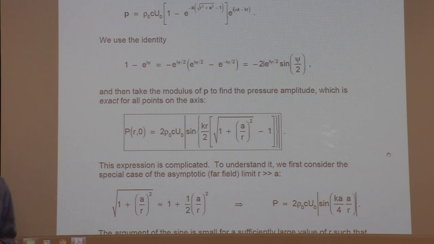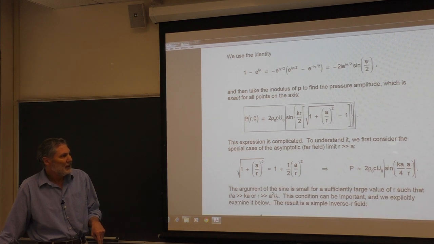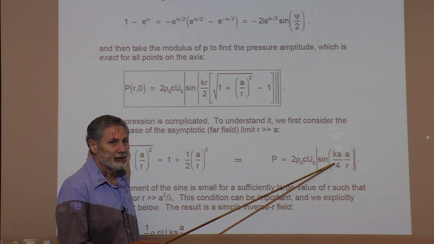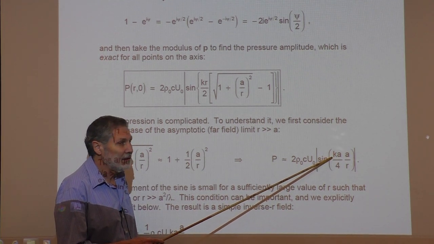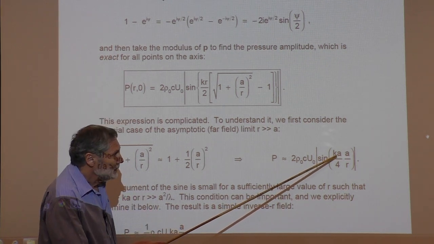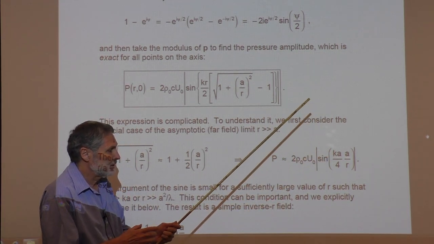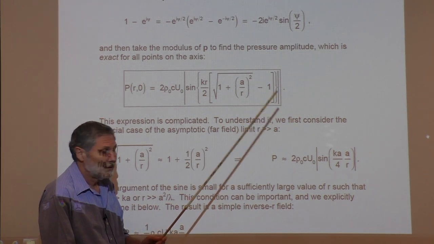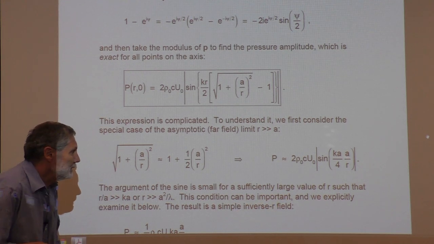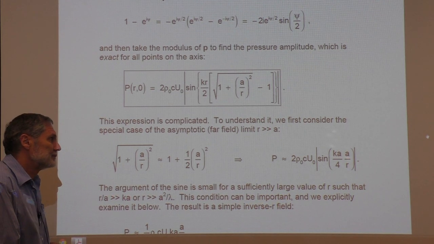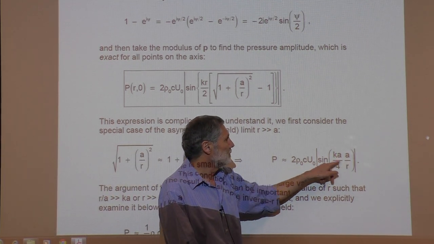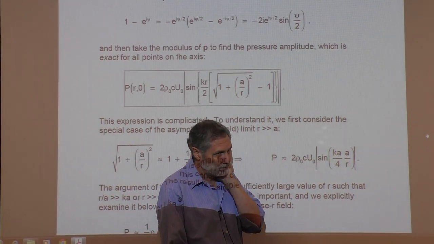And now look at this. This is not simple. A over R is small, right? But what's this factor? The answer is anything. It can be any positive number. Ka is a comparison of the size of the source to the wavelength. And Ka can be anything. We don't want to restrict Ka. In particular, Ka can be large. So we have a small number times a large number. You can get anything here.